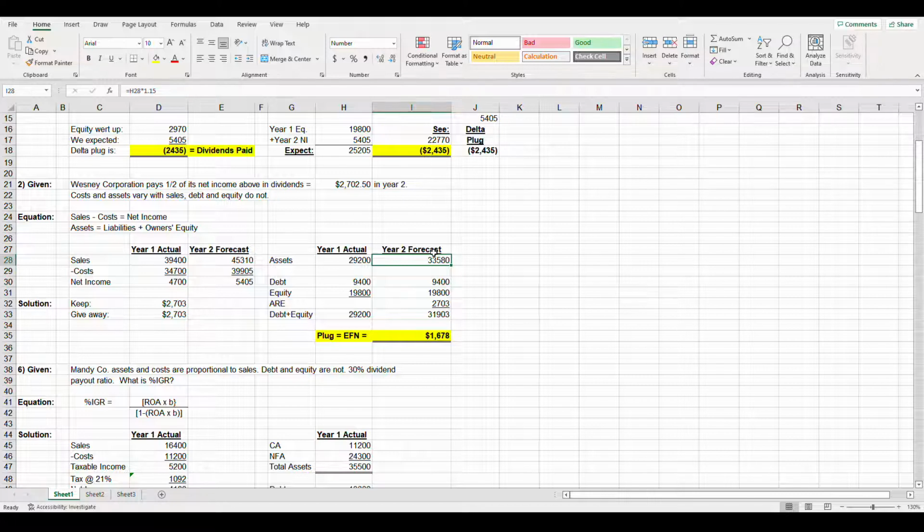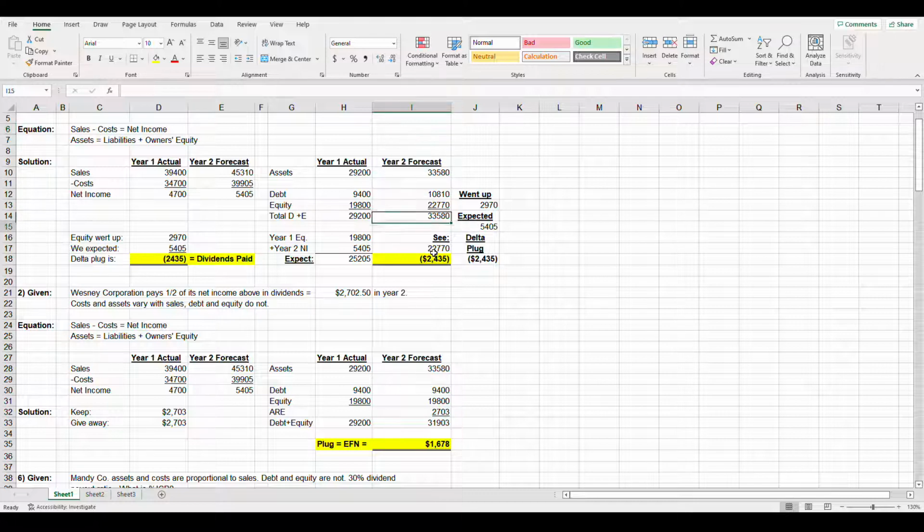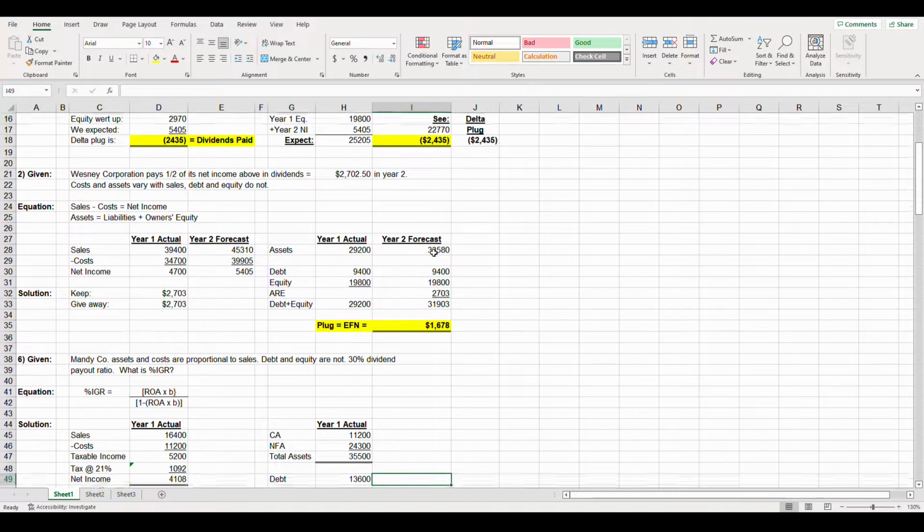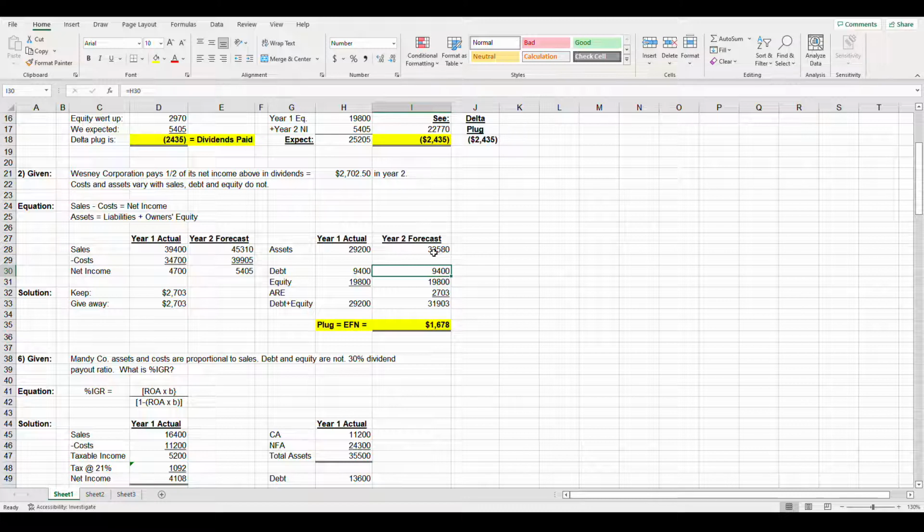So again, in the balance sheet, you see my assets are the same as they were in problem 1, 33,580. The debt stays the same, 9,400. The equity stays the same. Now we have a slightly different assumption here, too: costs and assets will vary with sales. So the sales went up 15%, but debt and equity do not. The owners of the company have said no more debt, no more equity, and half of my net income will stay with the company as additions to retained earnings.